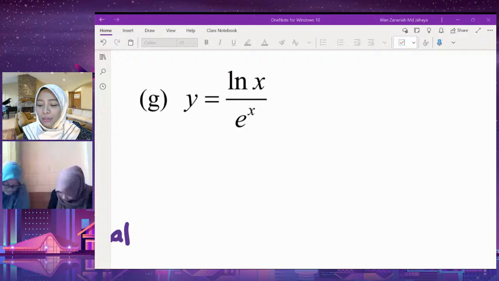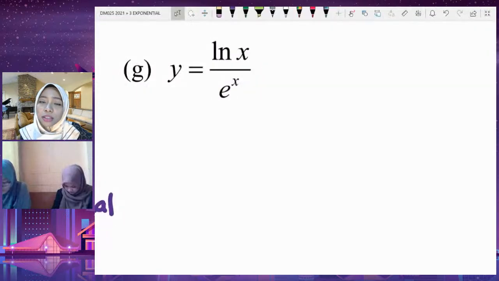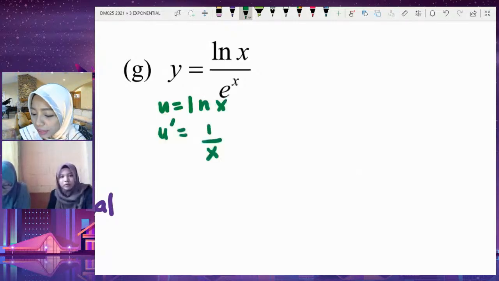Okay, so we continue. As mentioned by your friends just now, we are going to use the quotient rule. But this time your quotient rule consists of log and exponent functions instead of just polynomials. So things are getting tougher, but it's okay, you just do the right thing. So your u is ln x, differentiate and you get 1 over x, right? Now, what is your v? e to the x. This is your u, this is your v.